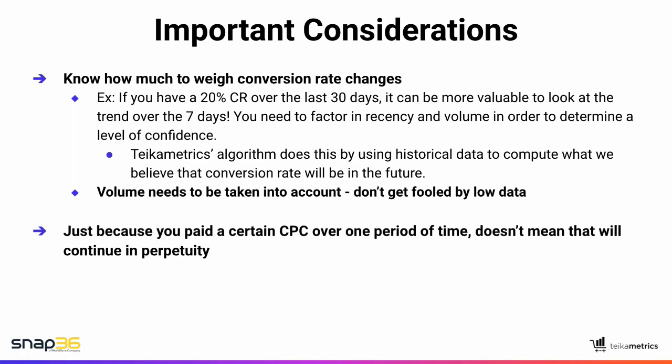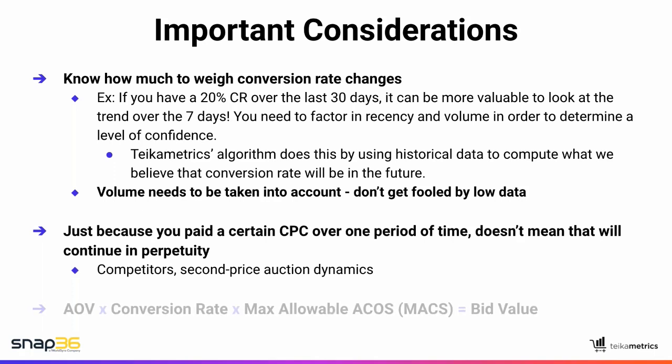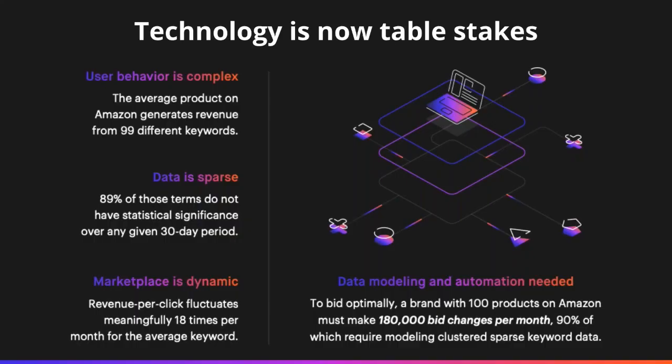So just because you paid a certain cost per click over a period of time, it's not going to continue in perpetuity. Let me give you an example of this. You should take your average order value times your conversion rate times your maximum allowable ACoS. But the challenge is you need to do this on every single keyword. And for every one product you have, there are 99 different keywords that can generate revenue for a particular keyword.